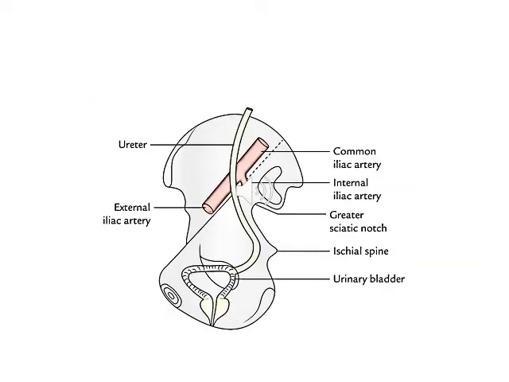Here you can see the pelvic part of the ureter. It travels down the lateral pelvic wall and at the level of the ischial spine, the ureter turns anteromedially and reaches the bladder, then enters the bladder at the lateral aspect in an oblique manner.